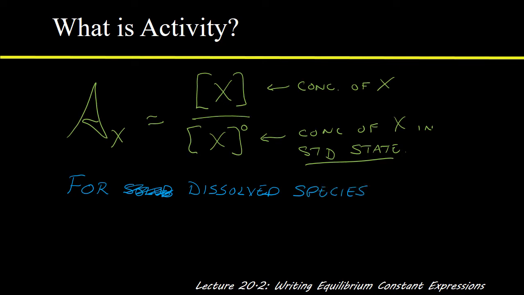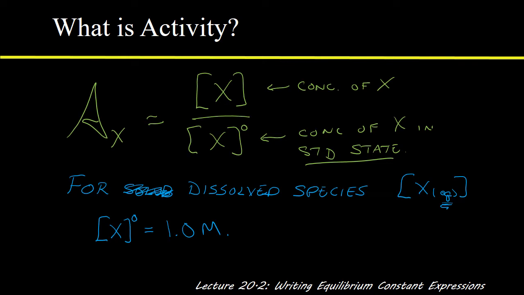So if you have sodium chloride dissolved in water, and you're talking about the concentration of sodium or chloride, that's an example of a soluble species. Anything that you would write with an AQ, anything in the chemical equation that has an AQ on it. Okay, so for dissolved species, the standard state concentration is 1 molar.